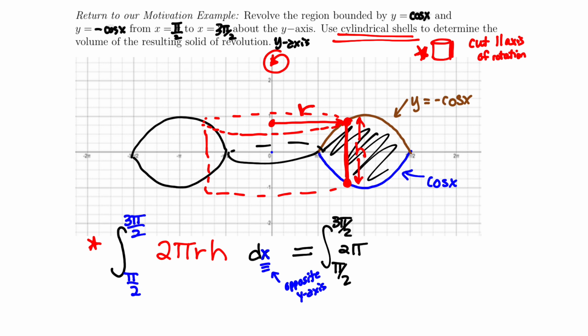2 pi. H is a little easier to see, so how about we start with H? Actually, let me erase that. What's H? What's H? What's H? Yeah. Yes. What? Say what?